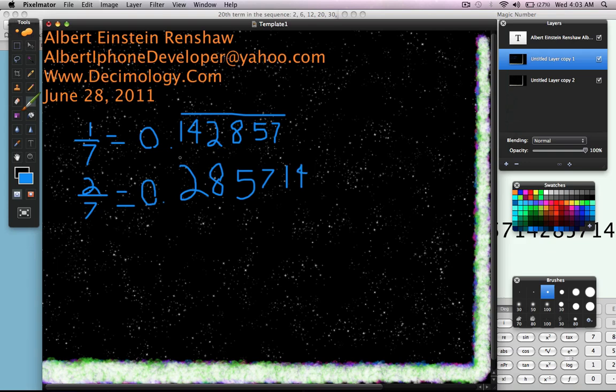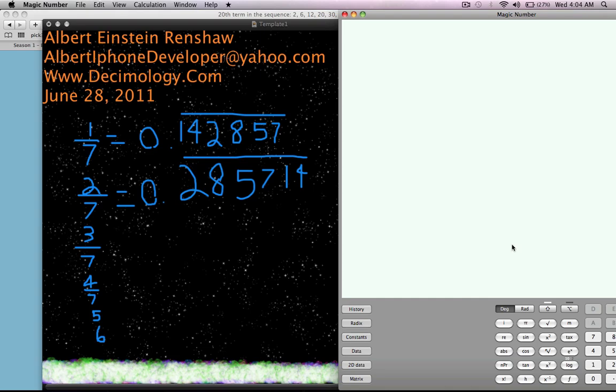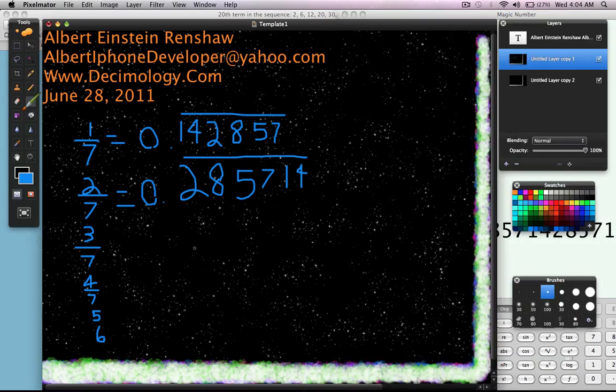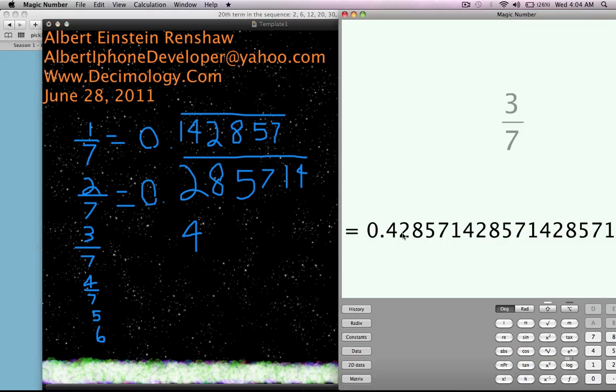0.285714. And the same thing happens with 3/7, 4/7, 5/7, and 6/7. So let me just write out the number those start on. Go to 3/7. It starts on a 4. So that'd be this 4. So it would go 42857 and 42857.